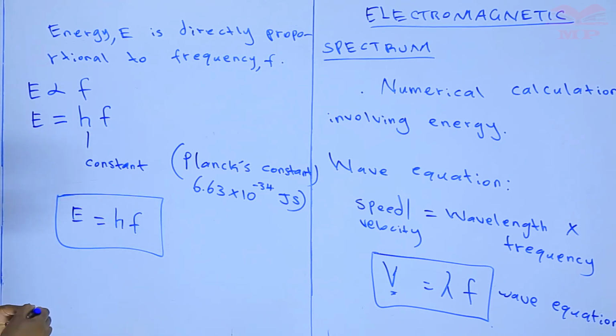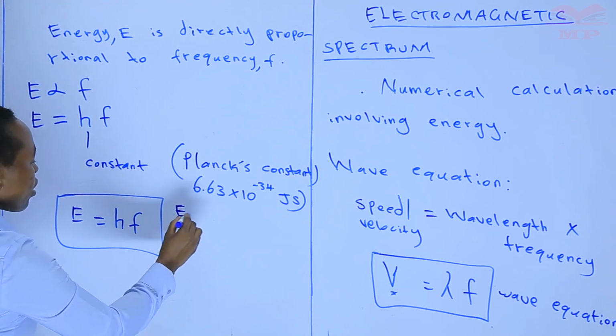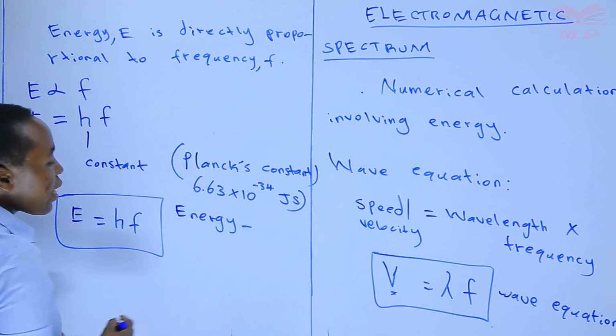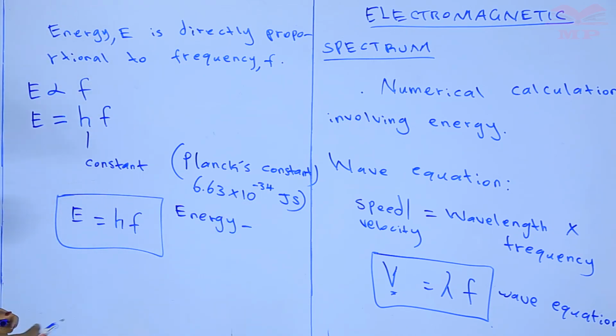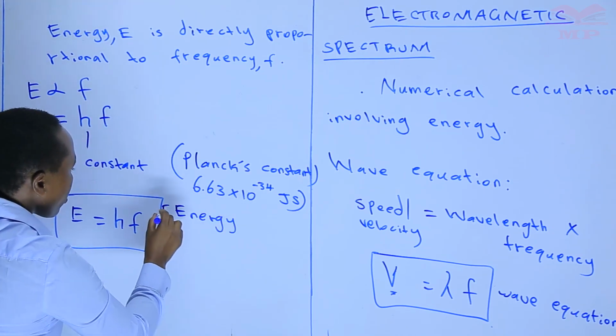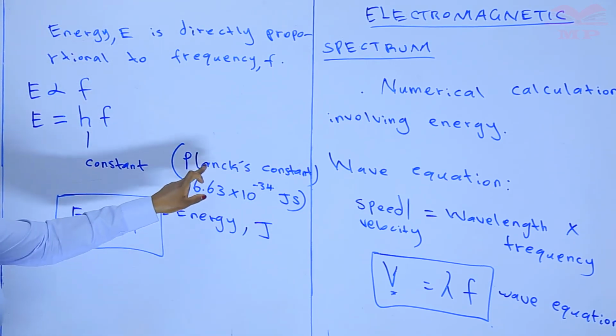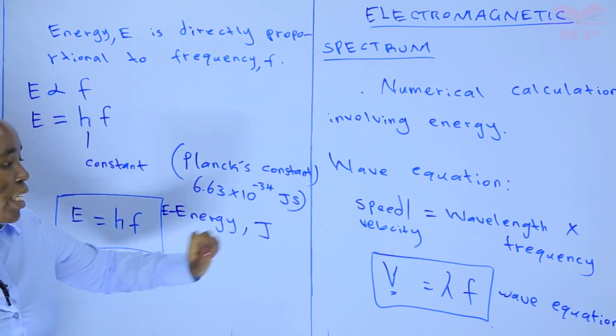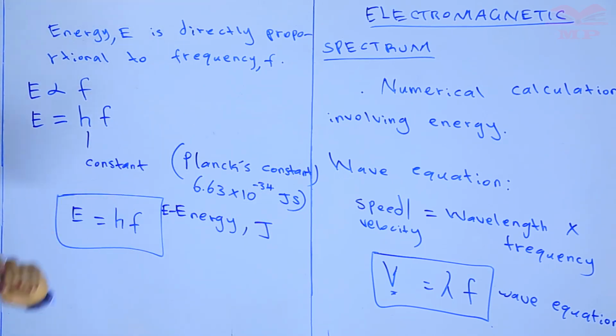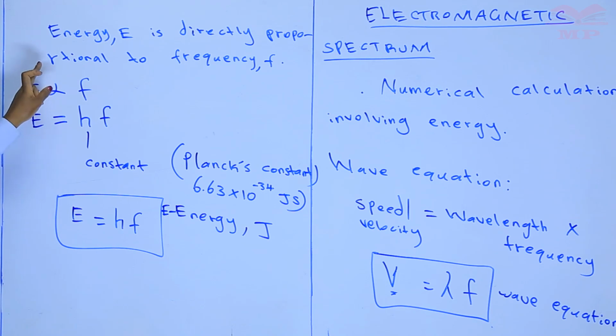So this is another formula that you need to note, where E is the energy, and energy is in joules. Those are the units for energy. H, we have seen, is the Planck's constant in joule seconds. And f, from our earlier definition, is the frequency in hertz. So this is another formula that we are going to use, and we get it from energy being directly proportional to frequency.